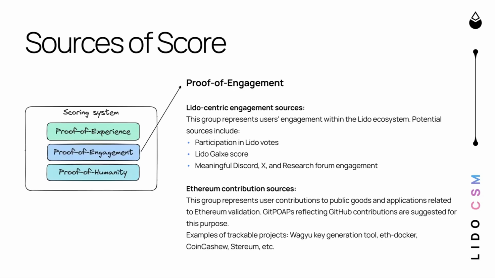While the broader Ethereum contribution can be recognized by these Git POAPs, which means that the person who has this Git POAP has contributed to the repository of the projects that will be listed as projects that will be recognized for this type of proof.